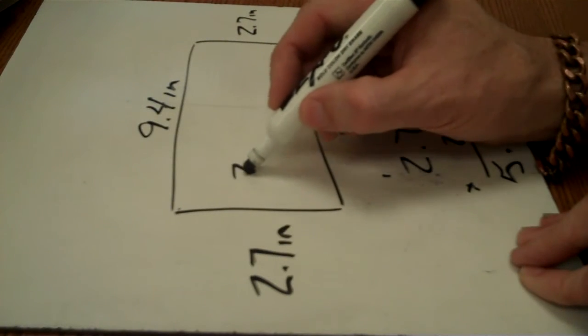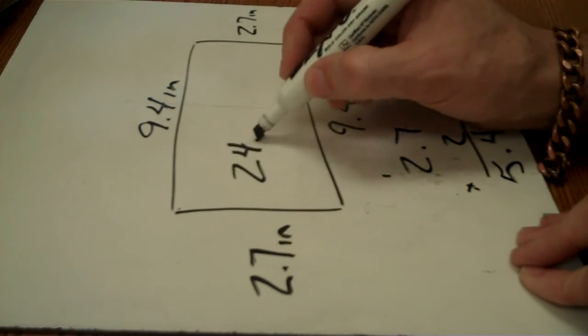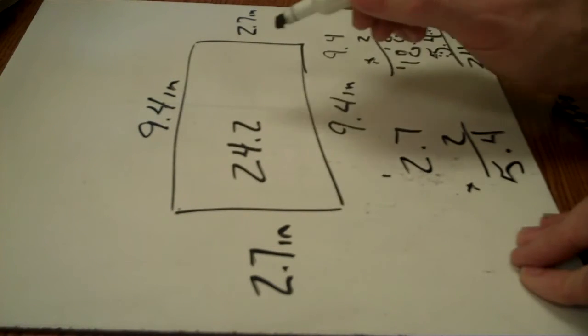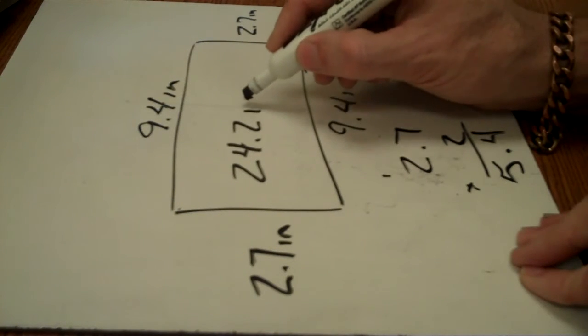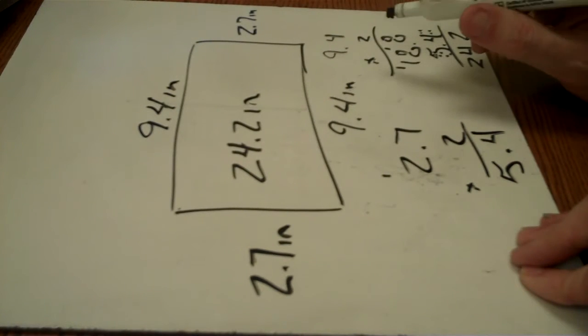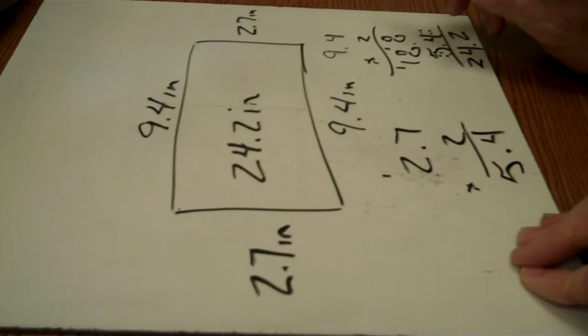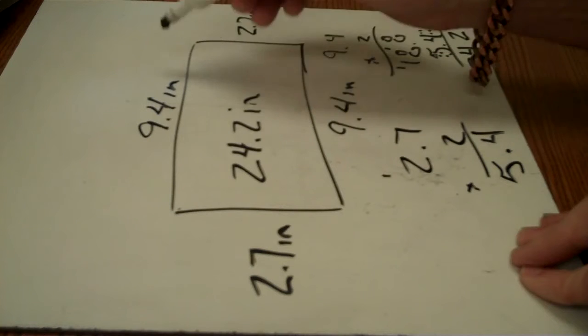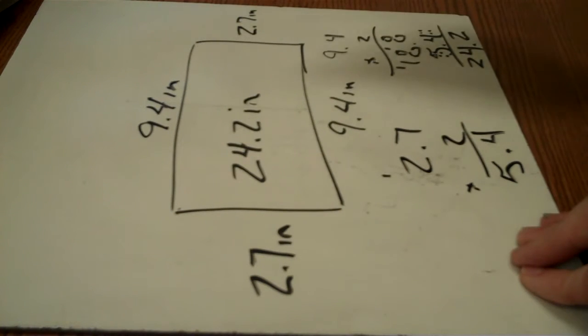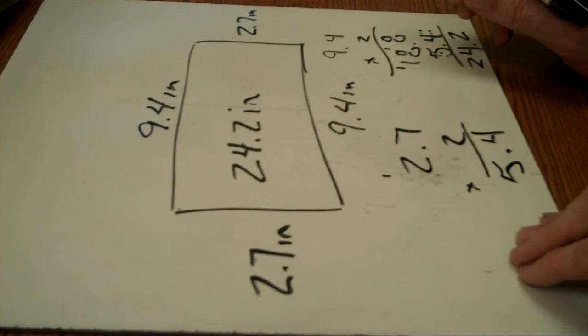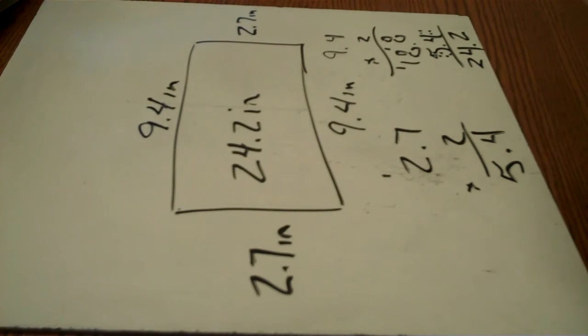Now, if I just put down 24.2 as my answer, it's going to be wrong until I put the identifier on it, which in this case is inches. But whatever it is, inches, feet, meters, centimeters, be sure and put the identifier down. Otherwise, it's going to be wrong. So I hope that helps you out on tonight's homework.